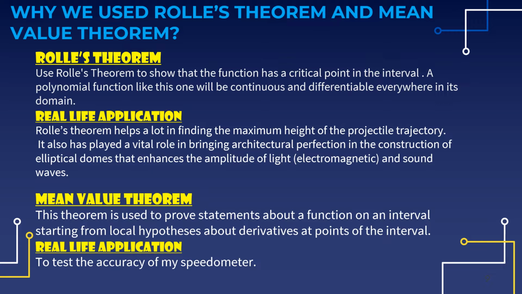Mean value theorem: this theorem is used to prove the statements about a function on an interval starting from local hypothesis about derivatives at points of the interval. Real-life application: to test the accuracy of my speedometer.